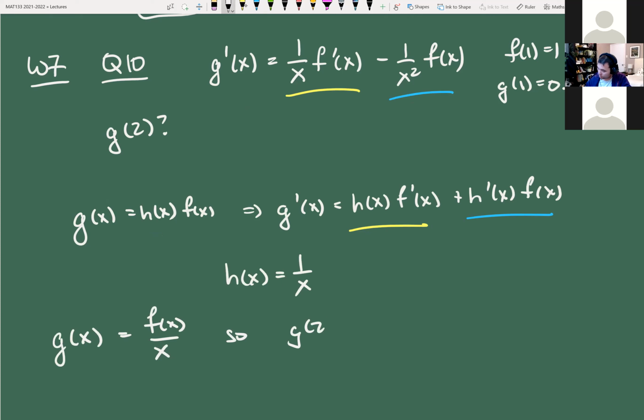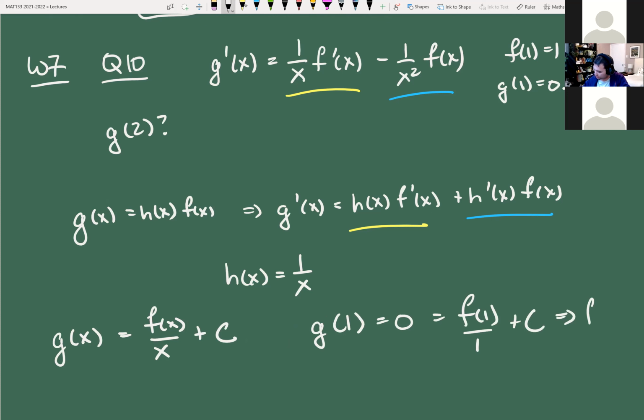So g of 2 is f of 2 over 2. And how could we possibly do this without knowing what f of 2 is? Oh, right. Sorry, plus a constant, obviously. Plus c. In order to figure out what that constant is, you plug g of 1 in. You know that's 0. That's going to be f of 1 over 1 plus c.